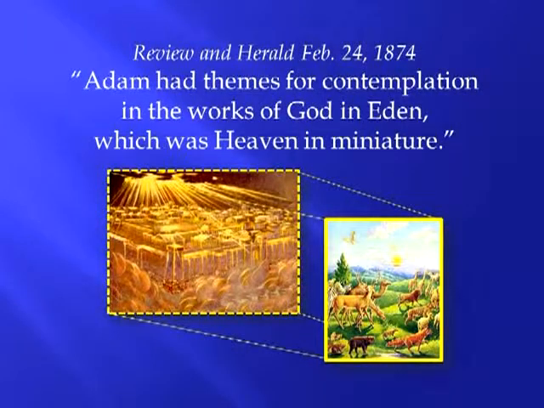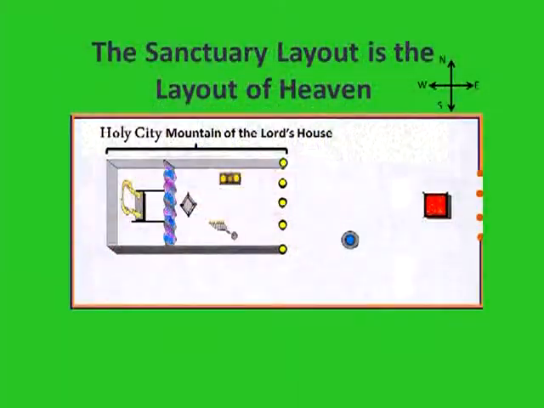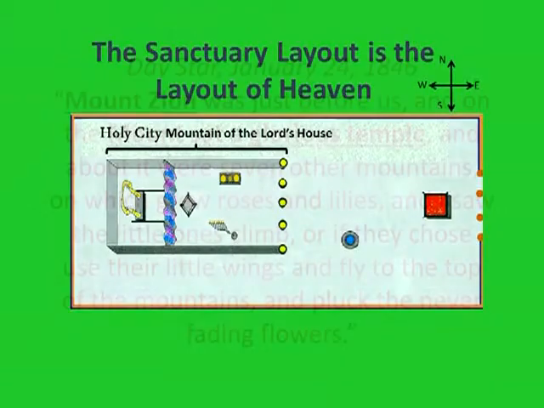Now, we have another quote here from Review and Herald. It says, "Adam had themes for contemplation in the works of God in Eden, which was heaven in miniature." Okay, so let's take a look at this sanctuary, because it's a layout of heaven. You have Mount Zion, the mountain of the Lord's house. Now around Mount Zion, Sister White says that Mount Zion is surrounded by seven hills, seven mountains.